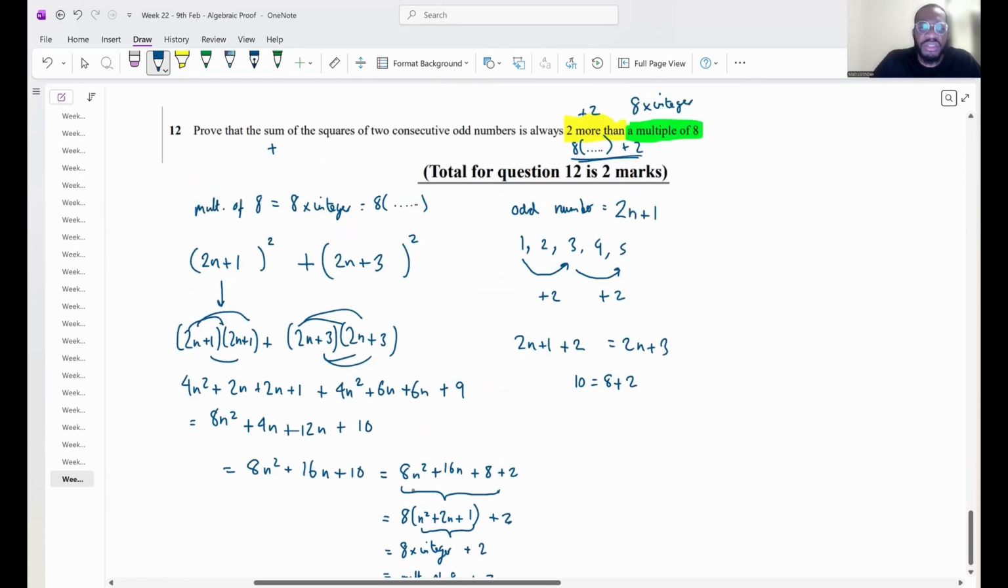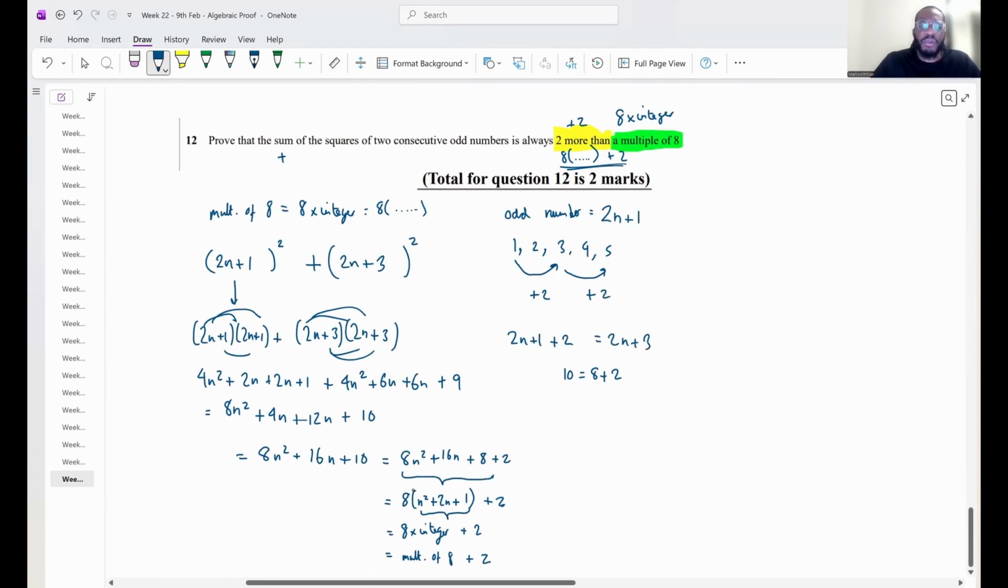That should not be 2 marks. It should be a lot more, like 4 at least. But are we happy with that, guys? Does that make sense?